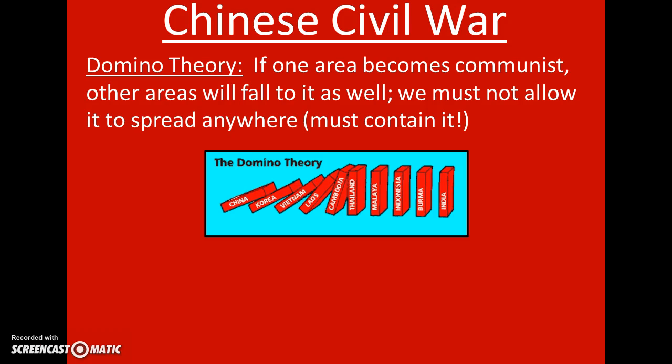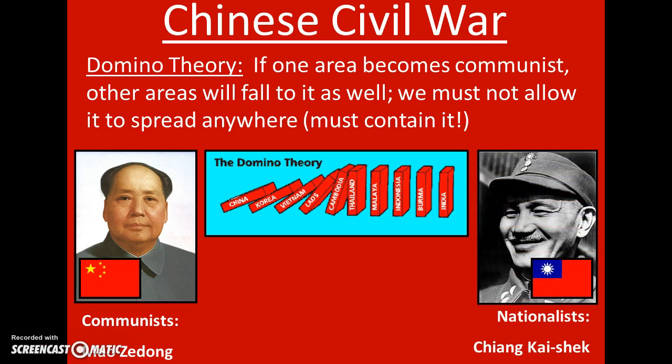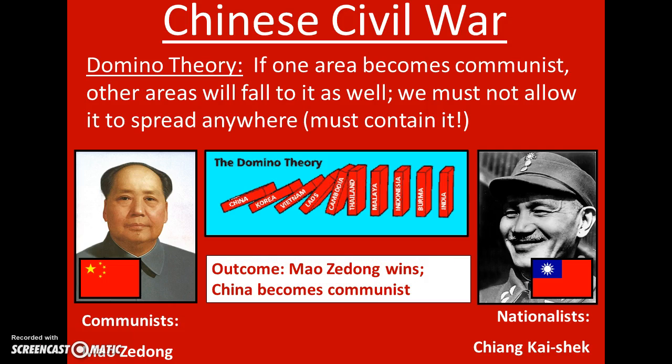The Chinese Civil War evoked the domino theory in Americans. The domino theory is the idea that if one area becomes communist, all the other areas around it are going to fall as well. And given the policy of containment, the United States must get involved if one country was at threat of falling, because otherwise it would create a chain reaction. That is why the United States got involved in the Chinese Civil War being fought between Mao Zedong and the communists, and Chiang Kai-shek and the nationalists. The United States sent troops to support the nationalists, but the communists won, and China became a communist nation.